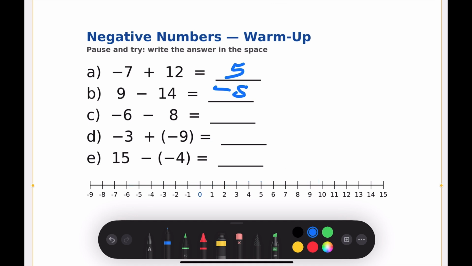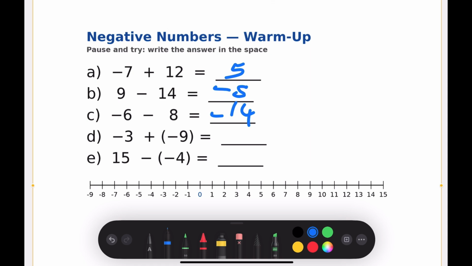So for minus 6, minus 8, we'd add the numbers together to get 14. However, we know it's going to be a negative number, as we're doing a negative number take away a number, so it's going to be negative 14 rather than positive. Again, you could use a number line to check this, but I'm not going to do this time.